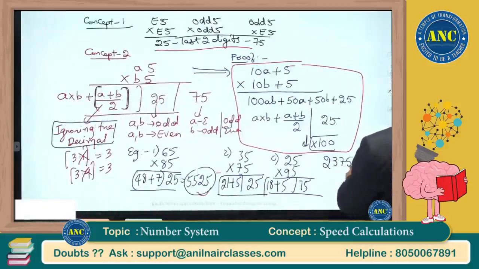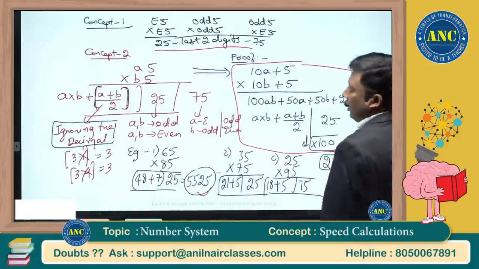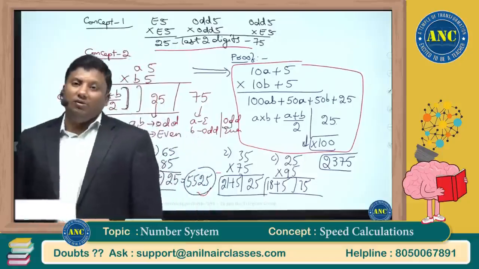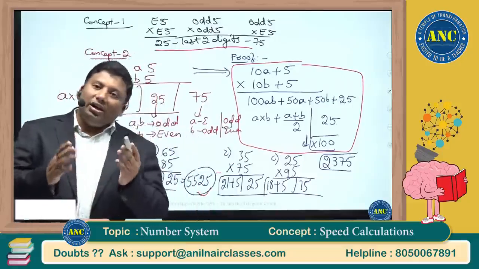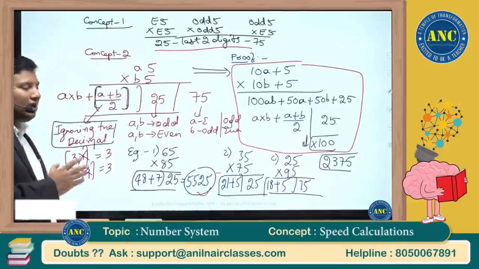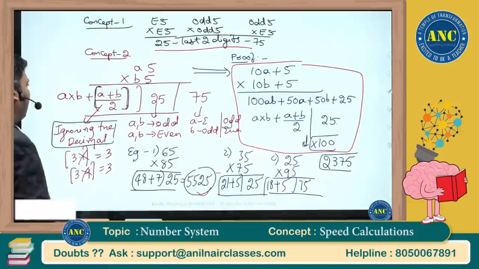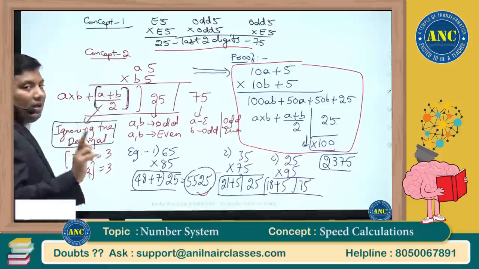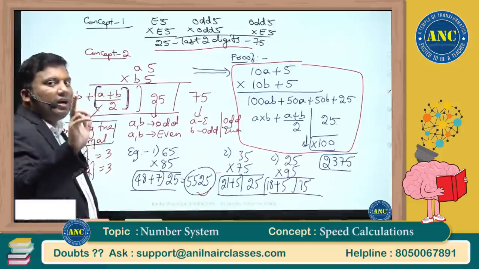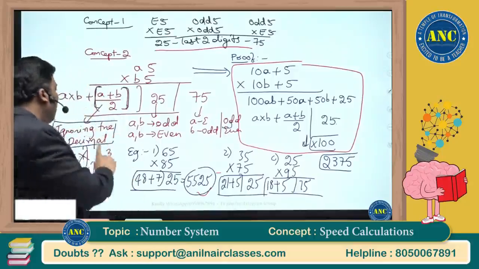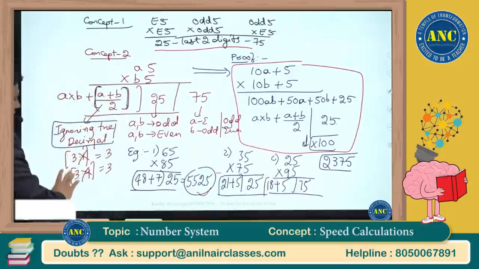Concept number 2: how to find the entire number if the numbers are multiplied and are ending with 5. What if the numbers are not ending with 5? That also we will discuss in due course of time in multiplication. I hope the concept is clear. A into B plus (A plus B by 2), where the bracket is called the greatest integer function, which in simple language means ignore the decimal. 3.1 is 3. 3.9 also is 3.